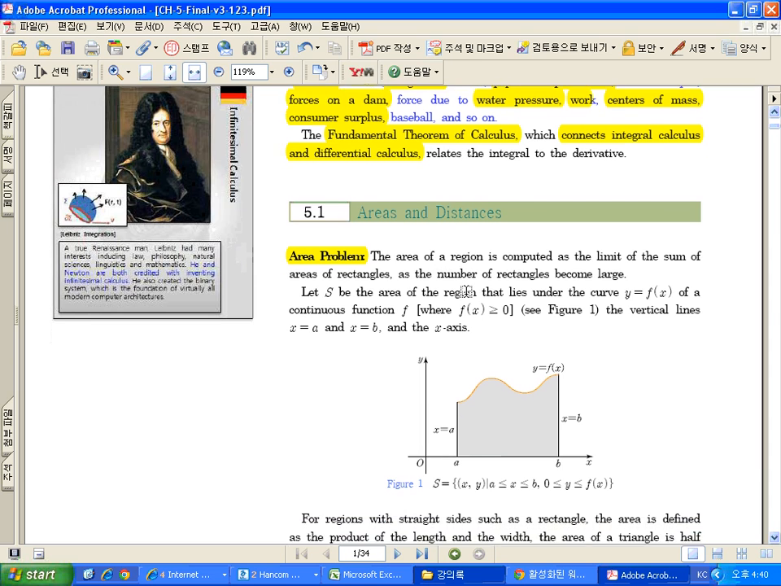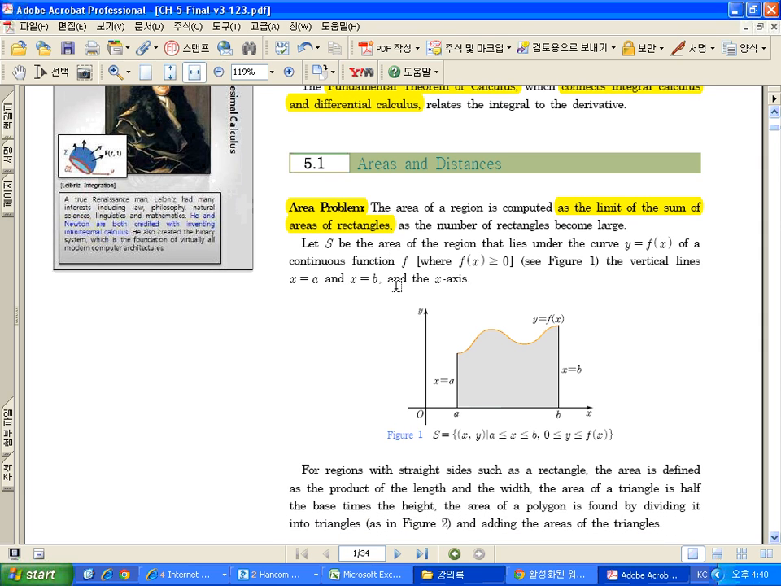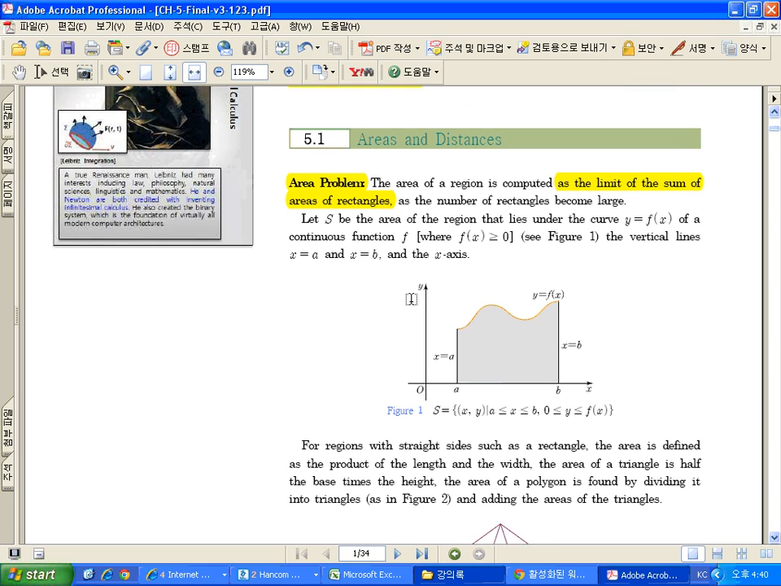Area problems. The area of a region is computed as the limit of the sum of areas of rectangles. You have learned the 구분구적법. That's what it says.